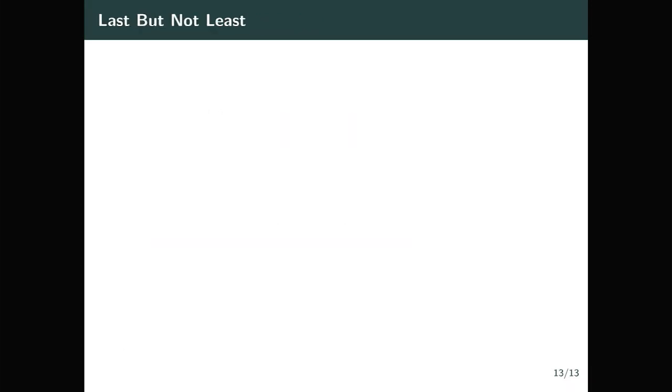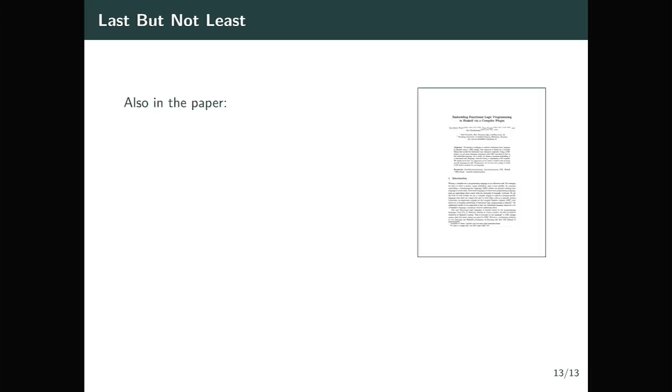So to conclude, or advertise our paper, what can you find in our paper? Somehow the bullet points are missing. I don't know why, but you can find the monadic transformation in more detail in the paper, including the sharing problem. It's not actually a problem, but it's discussed there.